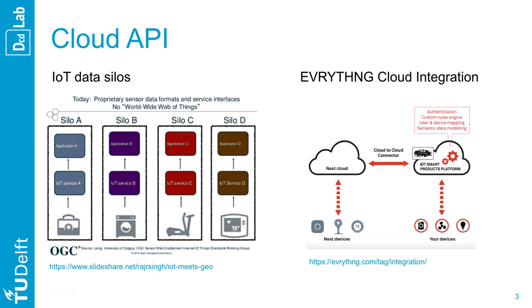In this example, the API allows the interaction between the Nest cloud and Everything cloud, an IoT company focusing on industrial applications. Cloud APIs also allow third-party mobile and web applications to access data, thus building new product service systems out of the same data.